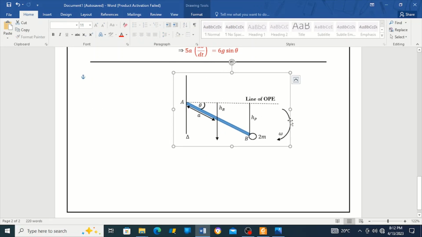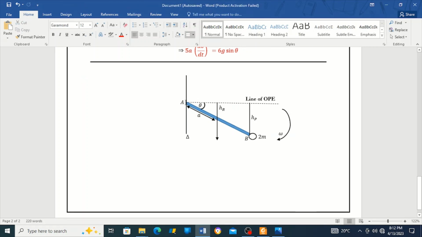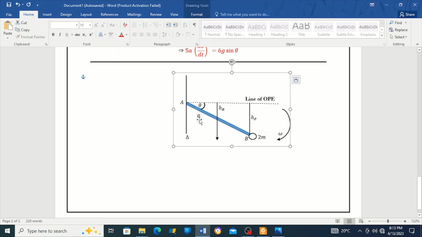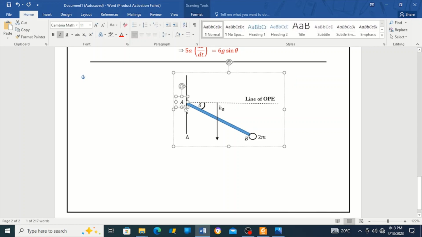Now there is a reaction at the hinge. The hinge is A because the rod is held at A and then it is released from rest, so it is swinging in that vertical plane. Having that in mind, I'm just going to remove all these distances and then we try to indicate the various forces that are acting, because there is a reaction at the hinge.